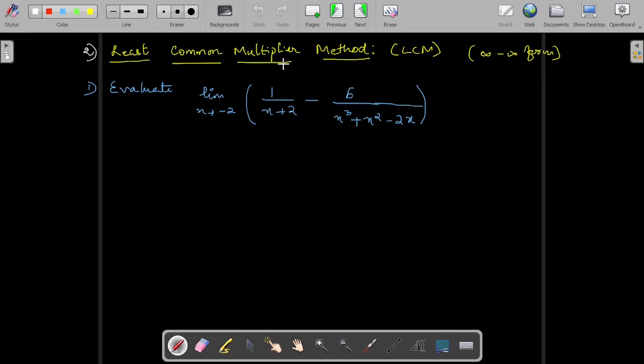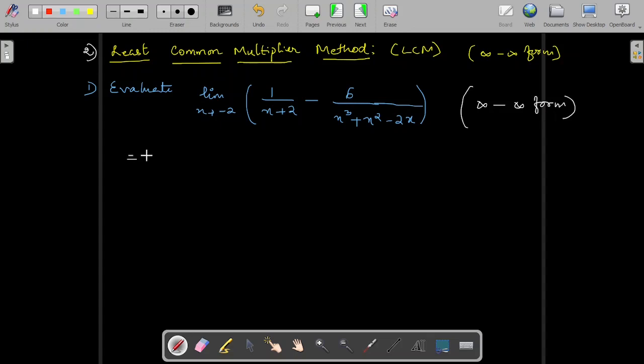Now the next method is the least common multiplier method, that is the LCM method. This is usually applied when you get an infinity minus infinity kind of indeterminate form. Let's see one example. Evaluate the limit as x extends to minus 2. This is the function. When you put x equal to minus 2, 1 by minus 2 plus 2, that is 1 by 0, is infinity, minus 6 by minus 2 whole cube is minus 8, plus 4, minus 8 plus 8, which is 0. So 6 by 0 is infinity. So you will get the infinity minus infinity form.